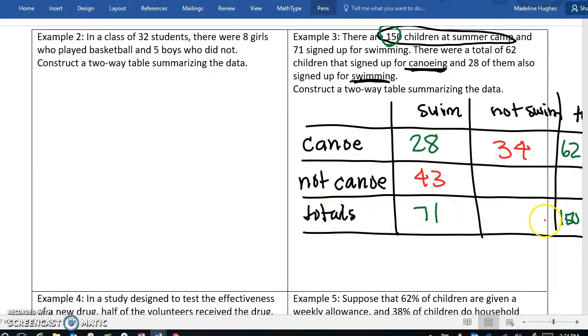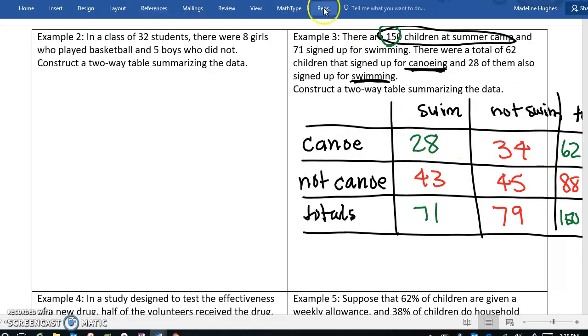Okay, it looks like I can also fill out this row. I have a total of 150 students. 71 are swimming. How many are not swimming? Well, 150 minus 71 gives you 79. Now I can fill out this column, right? 79 minus 34. That's 45. And you could double check, right? 34 plus 79, 4 plus 5 is 9, 3 plus 4 is 7. Yes, that all works out. And then lastly, the not canoeing. Go across this way. 43 plus 45, that's 88. And that's how you fill out your frequency table there.